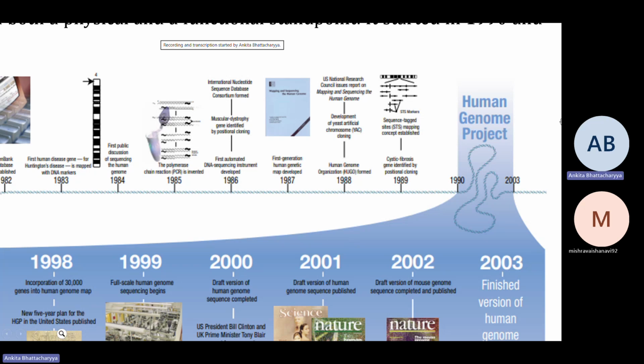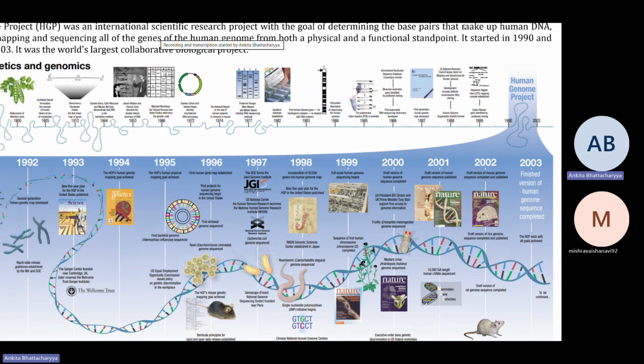Anyway, then in 1988, the Yeast Artificial Chromosome or YAC was developed, and we will discuss YACs and BACs in just a few more slides. Following which, the Human Genome Organization was formed, and the sequence tag sites mapping concept was established. Then between 1990 and 2003, the Human Genome Project took flight and was accomplished as well.